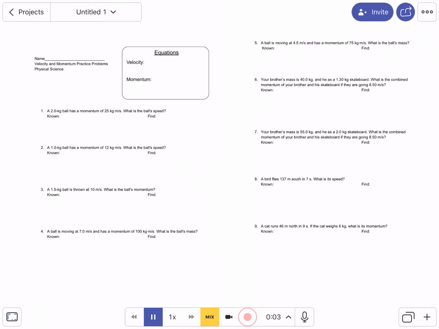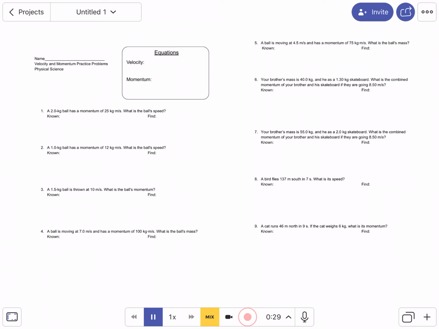So for this assignment, we are going to work through some velocity and momentum word problems. They're going to start pretty simple, and then there's going to be a couple more that are a little more advanced, but nothing that we can't handle. So velocity is something that we've been working on for a couple weeks now, looking at it in all different ways. So these are going to be a little bit of review.